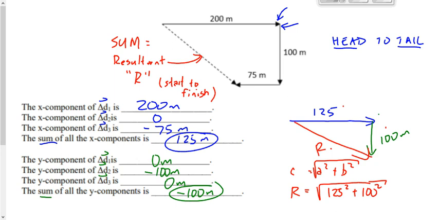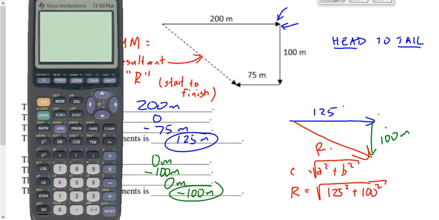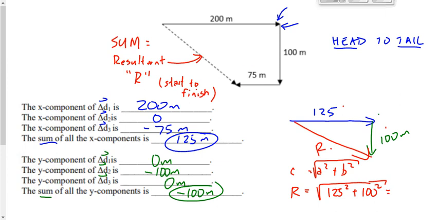Now, let's do this on our calculator to make sure that we can all get the value of r there. If we try to do it in one step, we'll say second function square root, then 125 squared plus 100 squared, and then let's end the bracket. Looks like this. We should get a value of r of 160, which we technically round to 2 digits because of that 75. So 160 ends up being 1.6 times 10 to the 2 meters.